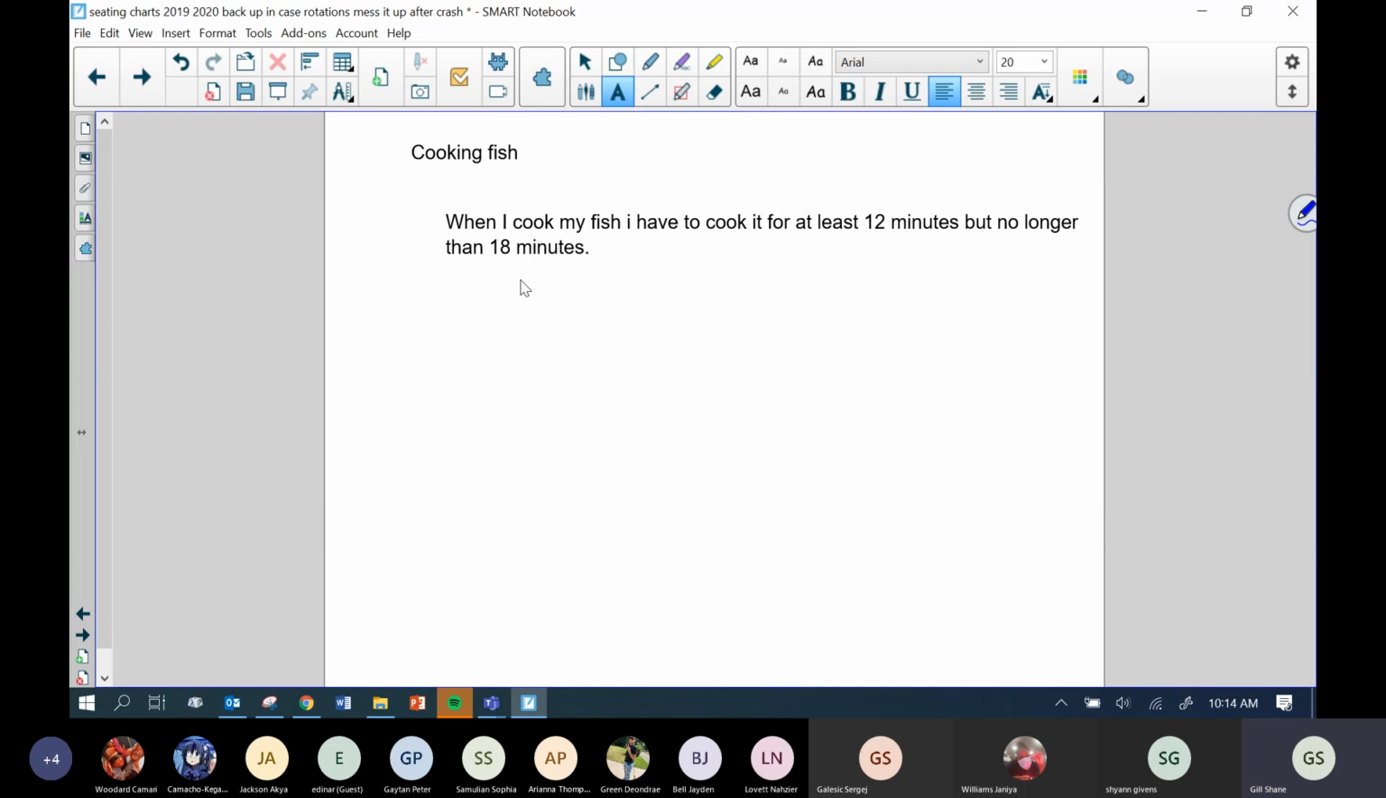So what I would need to do is think, okay, well, what is my x value? X is kind of my unknown, which in this case is, well, how long am I going to cook the fish? Is it going to be for 0 minutes or 100 minutes or 15 minutes? What's it going to be? So x I would define as how long I cook the fish.